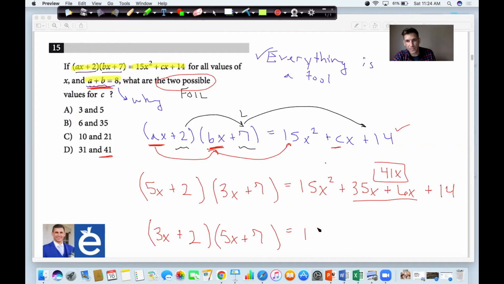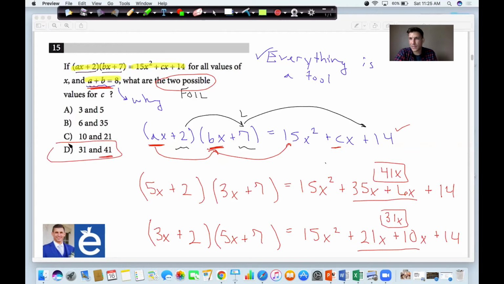3x times 5x is 15x squared. Here, 3x times 7 is 21x. Some of you guys are probably already ahead, which I commend you. 2 times 5x is going to be 10x, and then 2 times 7 is going to be plus 14. And these added together, my like terms, are going to be 31x. So 31 should be my answer. And yeah, D is definitely my answer then.